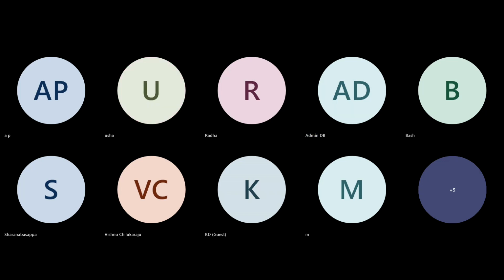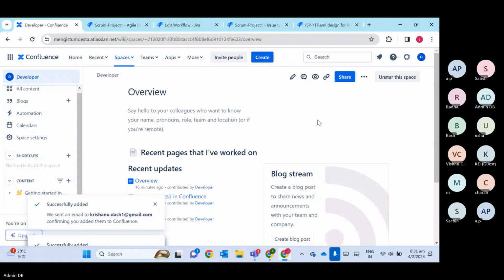So first thing, in Confluence, you can see on the left hand side we have many things. So we created this developer project. Ravi, can you share your screen? Your screen is not visible. Okay, so you can see my screen now.